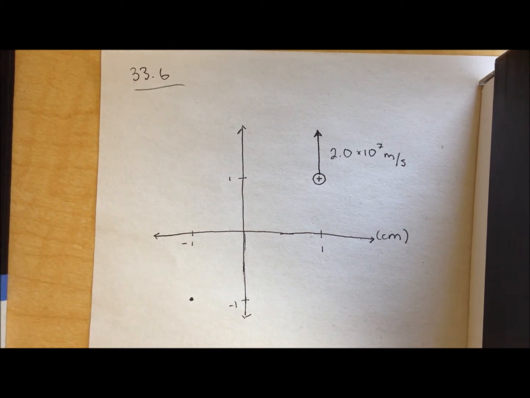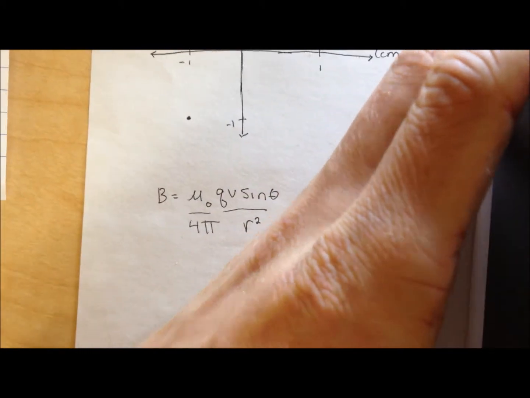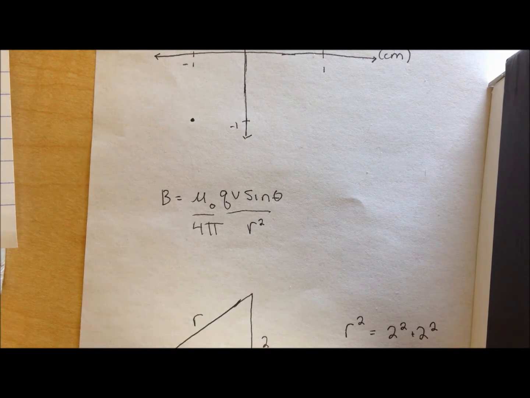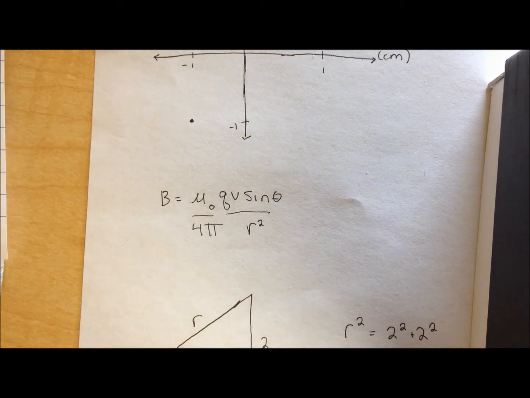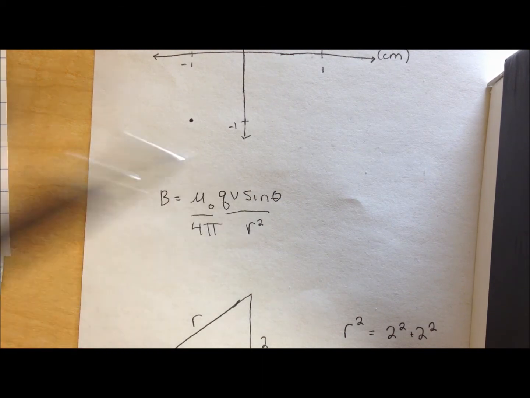So first off, we have to take a look at the equation we're going to be using. So we got B equals mu naught QV sine of theta, all over 4 pi times R squared. So there are two things we have to find right now. That's going to be the R squared and what theta is.